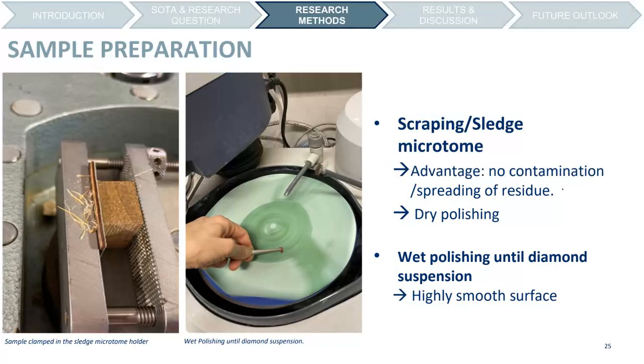In sample preparation, several methods were also tested. Dry planing with a microtome and wet polishing proved to be adequate methods, but they have to be used for the right research method, because with wet polishing we can achieve a very smooth surface, but the risk of contamination of different resins is high. The microtome gives minimal contamination, but the result is not as smooth.